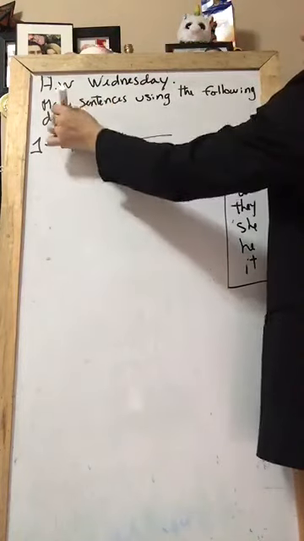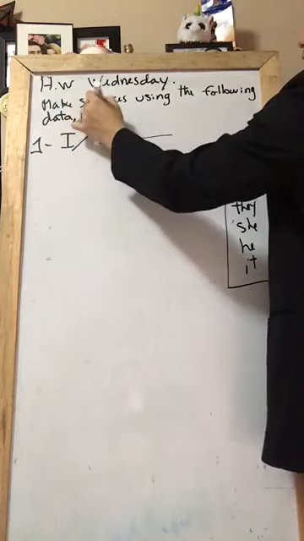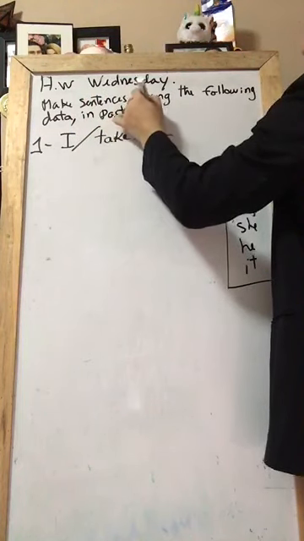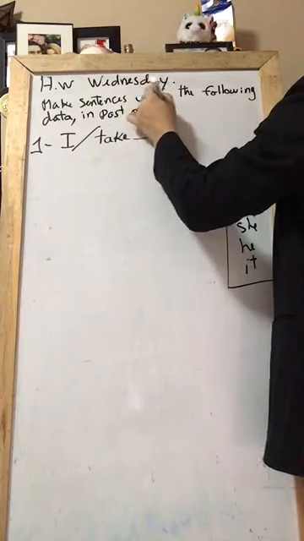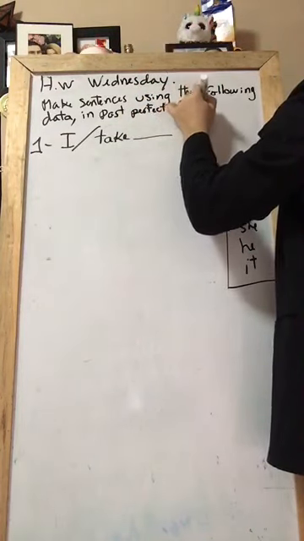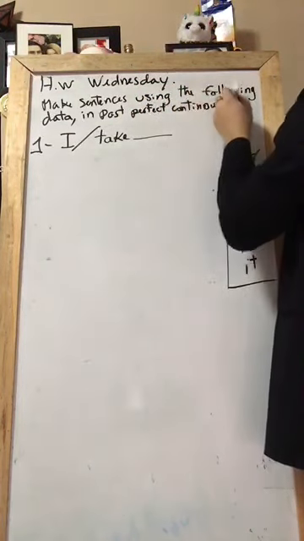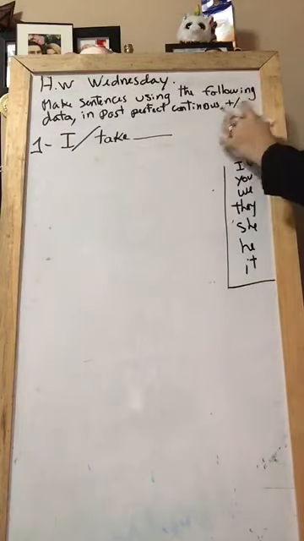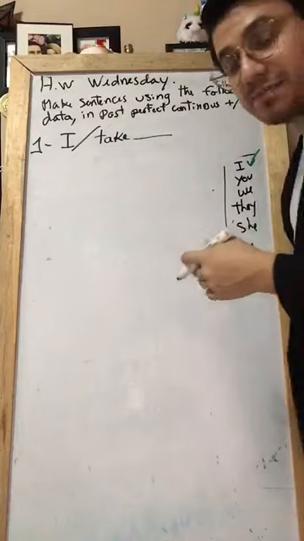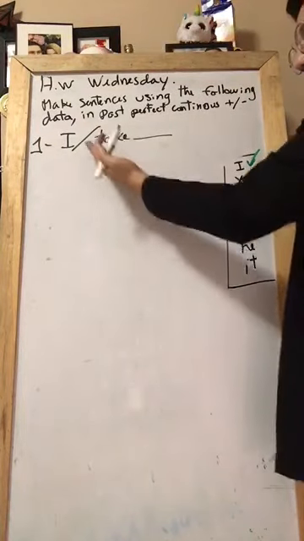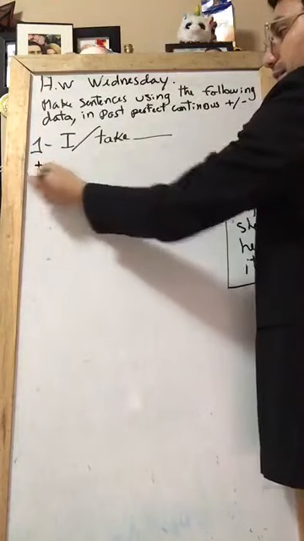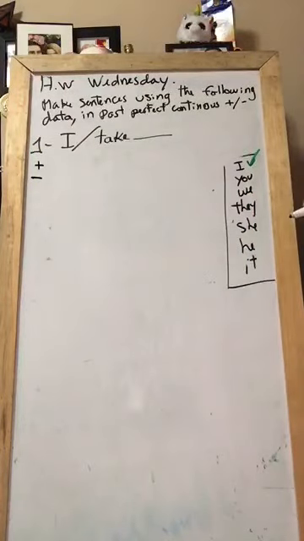I'm going to write in here with the different data in past perfect continuous, positive and negative. Both of them you are going to write. So you don't ask me, Mister, I didn't understand the homework. Example. So in here you are going to write the positive and the negative of the same sentence.